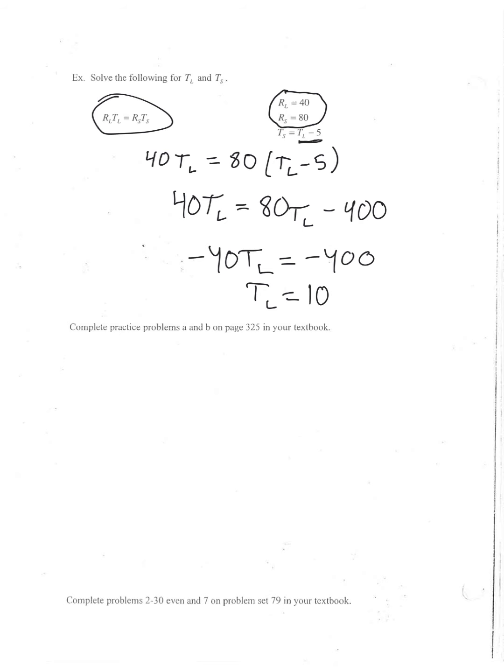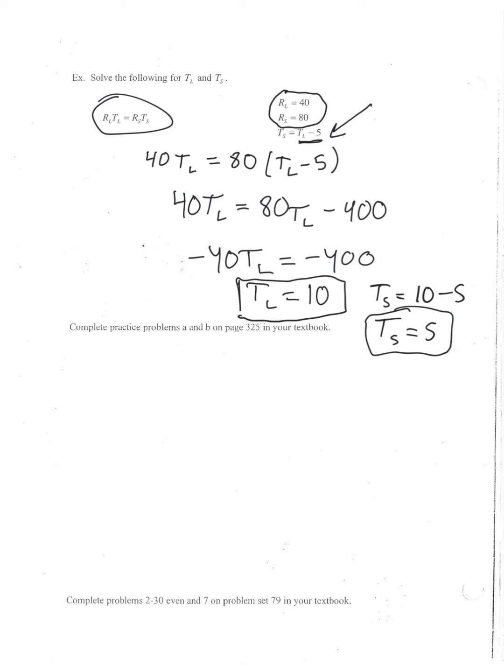And now if I know that T sub L is equal to 10, I can substitute 10 in for T sub L in this little equation to figure out what T sub S is. So I'm going to do that. T sub S is equal to 10 minus 5. And so we get that T sub S is equal to 5. Now give these a shot.